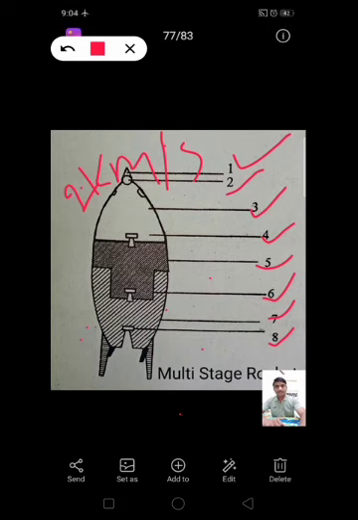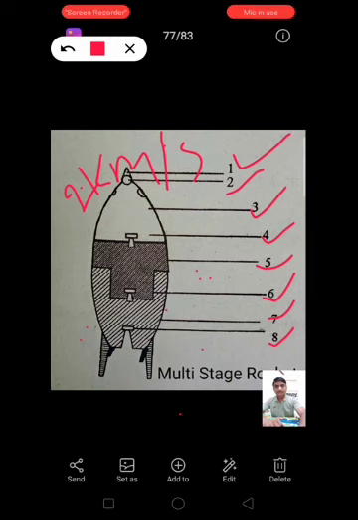The maximum velocity for it is 11.2 km per second. Beyond this, the rocket crosses the orbit and enters into another orbit. So it should not cross 11.2 km per second. Thus a multi-stage rocket works.